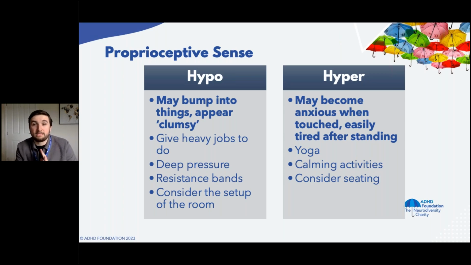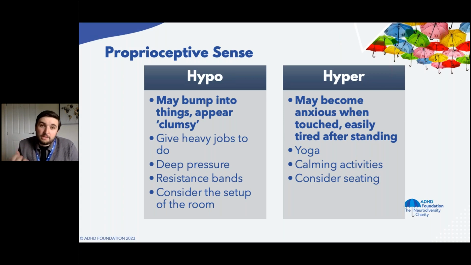And then just thinking about the setup of the room as well, and trying to minimize as many obstacles that they've got to get through as possible. Now, I know full well that's much easier said than done. I can think about some of the classrooms that I worked in, but where possible, just trying to consider the setup of that room.